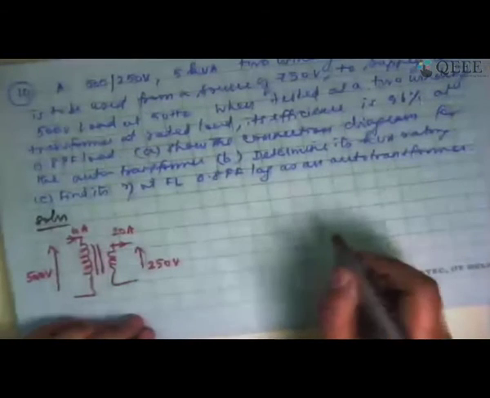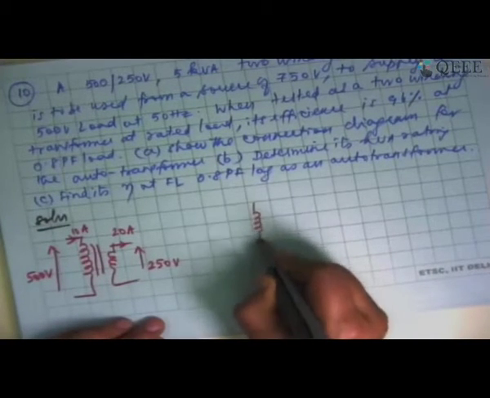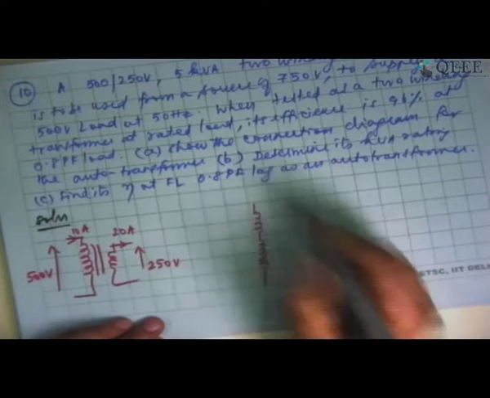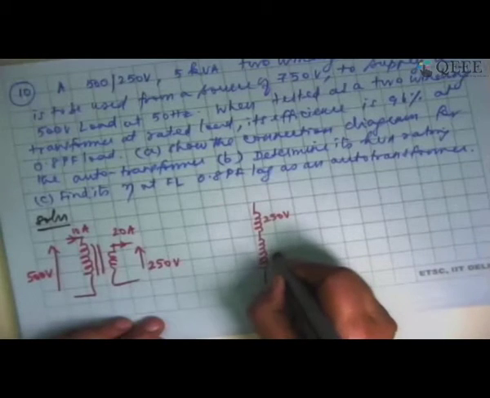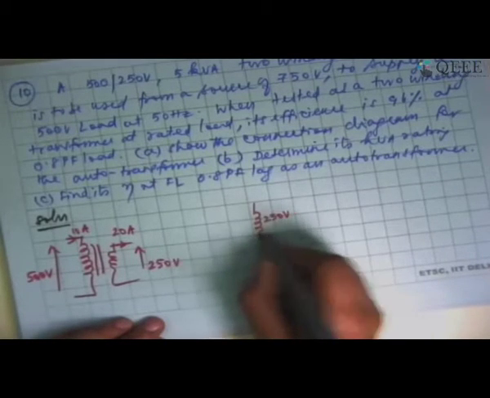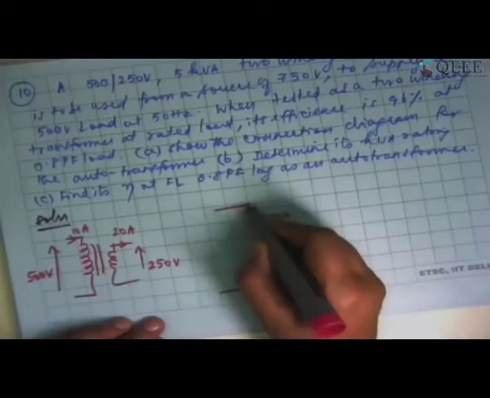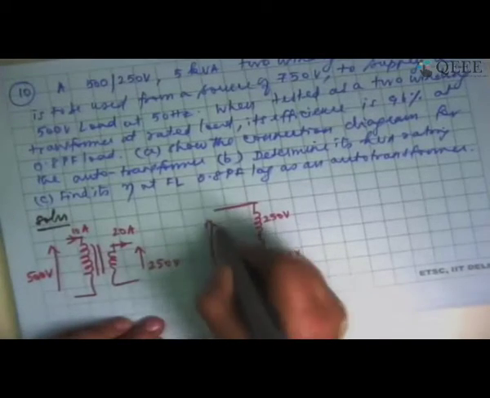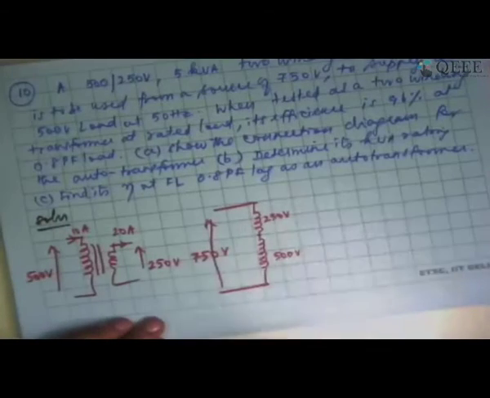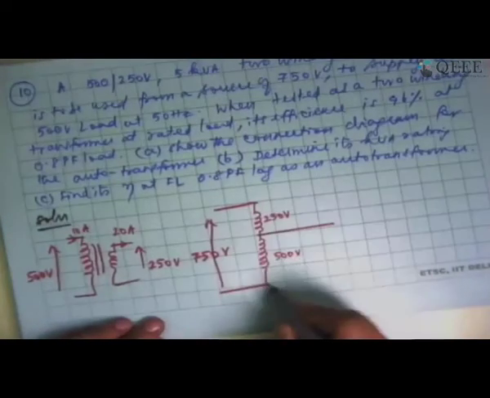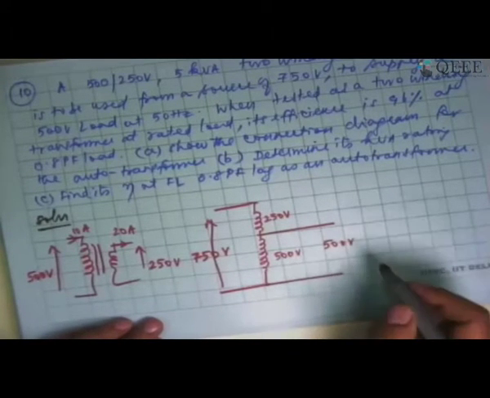If I want an auto transformer configuration, I have a 750 volt source. So this is the 250 volts winding, and this is the 500 volts winding. Both of them will be connected in series addition, and I would be applying 750 volts on this side. And what I am using is 500 volts output.